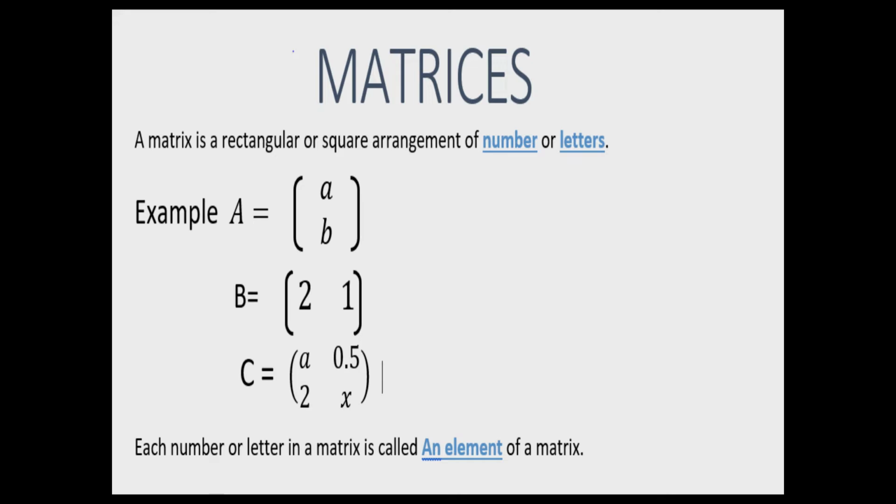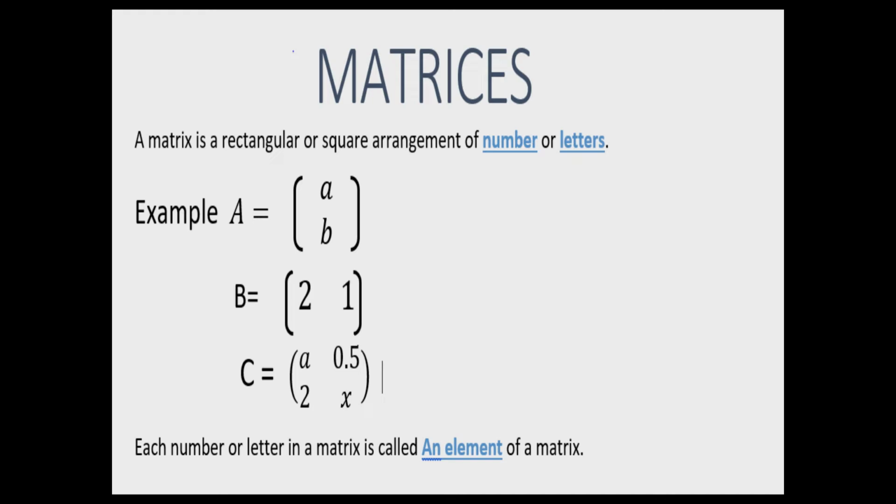So a matrix is a rectangular or a square arrangement of a number or a letter. As you can see, we have our examples. A is our matrix, which is A B. It's kinda rectangular in arrangement, and then we have matrix B, which is 2 1, which is also a rectangular arrangement of numbers, and then C, which is A 0.5 2, and X, which is a square arrangement of numbers to give us matrix C.